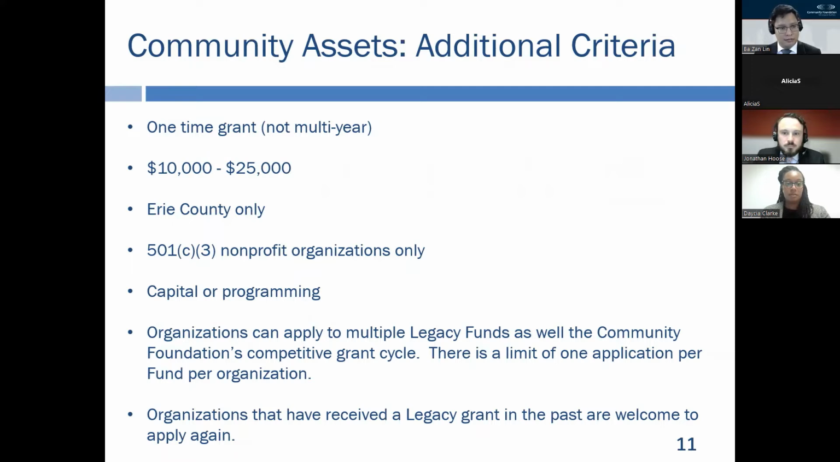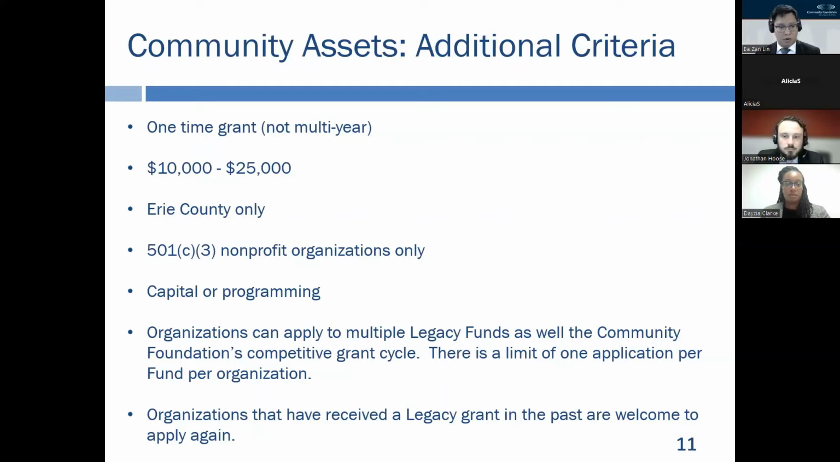One major difference for you to note is that the Ralph C. Wilson Jr. Legacy Fund for Community Assets does not require the historic building to be on the historic register. Additional criteria for community assets funds: these are one-time grants like other legacy funds. The grant size will be between $10,000 and $25,000.